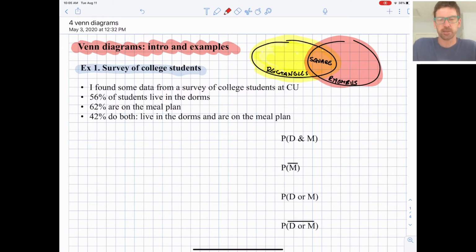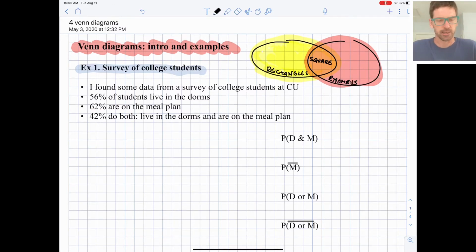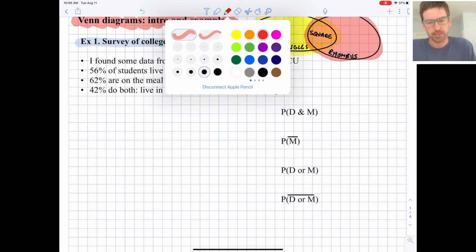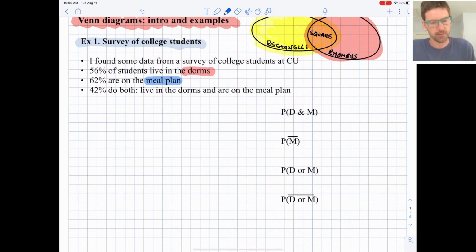So let's look at a quick real-world example, and it's around a survey of college students. So the scenario is this. I found some data from a survey of college students at CU, and I learned that 56% of all students live in the dorms, 62% are on the meal plan, and 42% do both, live in the dorms and are on the meal plan. Okay, so let's try to color coordinate a little bit here, and I'll have living in the dorms be red, and let's have blue be on the meal plan.